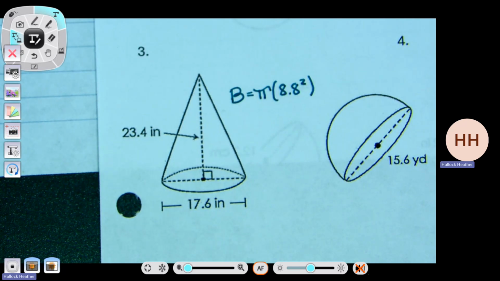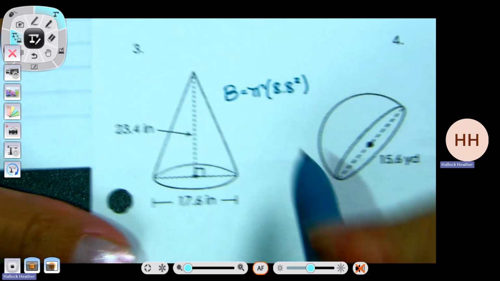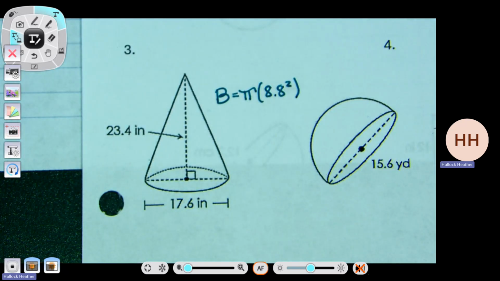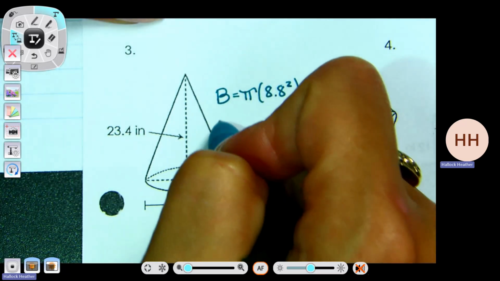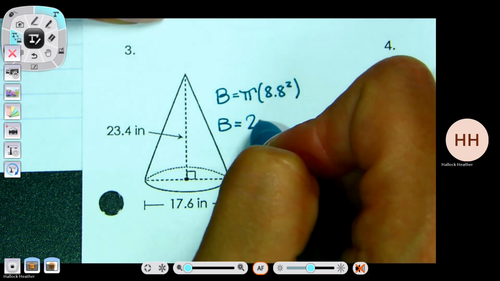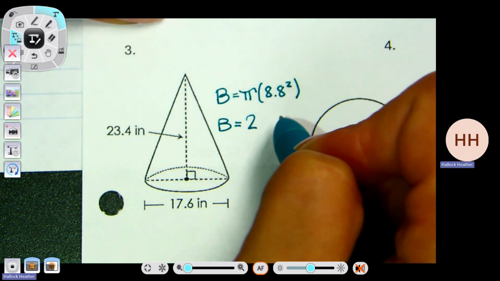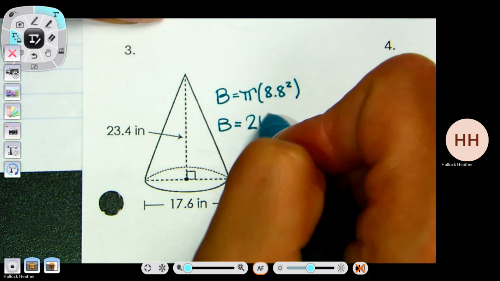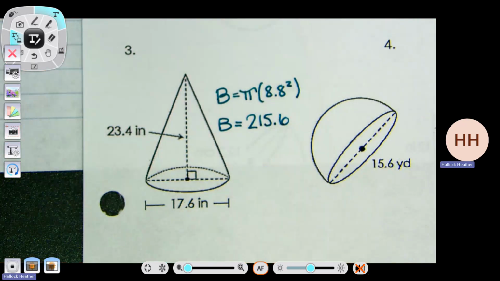So you should be using 8.8. Did anybody get the answer to this one? Oh, is that the big B? Yeah, okay, big B is correct. I thought you meant the final answer. 15.6. Okay, yeah, I got that.